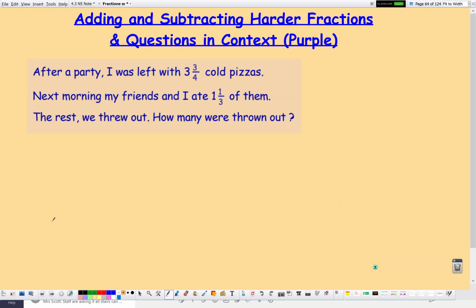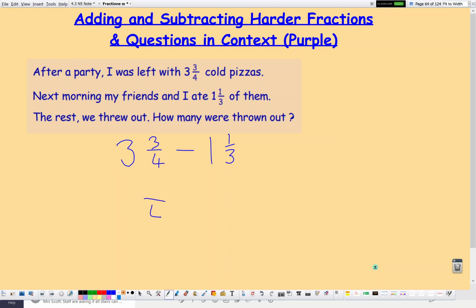Okay, so we had 3 3/4. We then ate 1 1/3, therefore we have got rid of 1 1/3, therefore we are needing to subtract 1 1/3 from the original 3 3/4 to figure out the fraction that we had left to throw out. So this question is a subtraction. It is 3 3/4 subtract 1 1/3. So process is changing those to top heavy, then getting the denominators, getting the numerators, then collecting it all together.